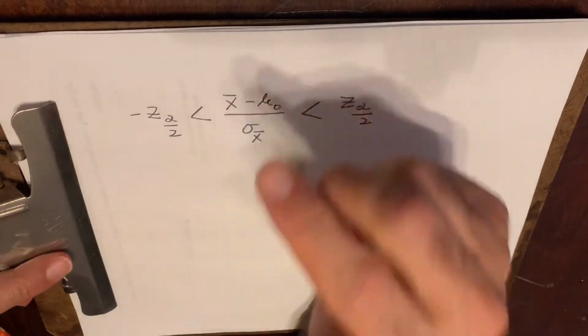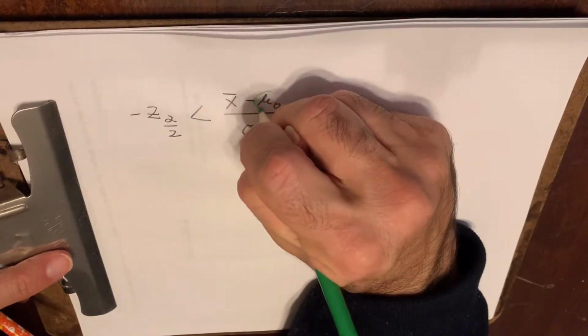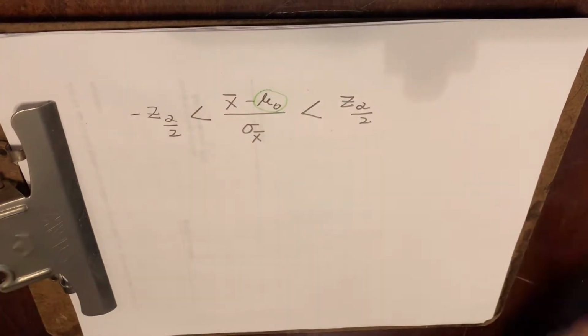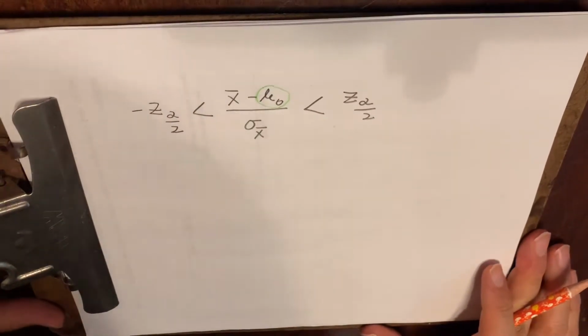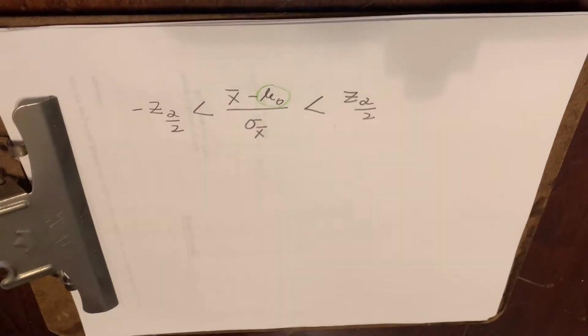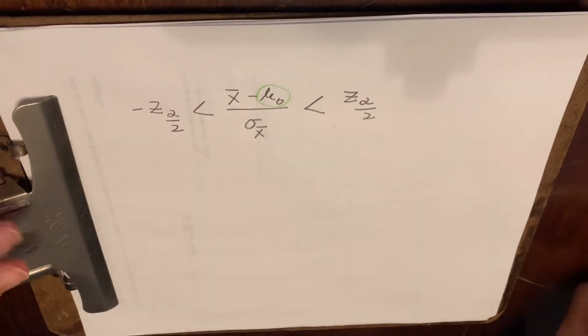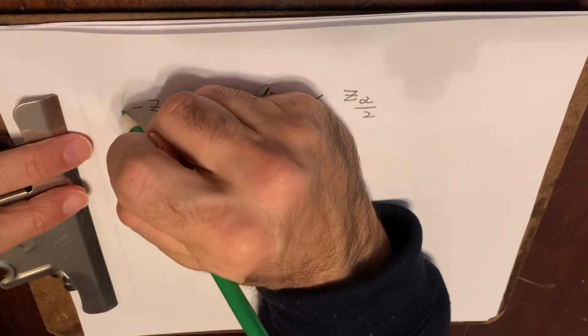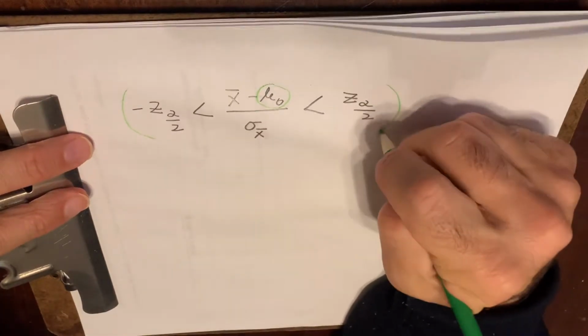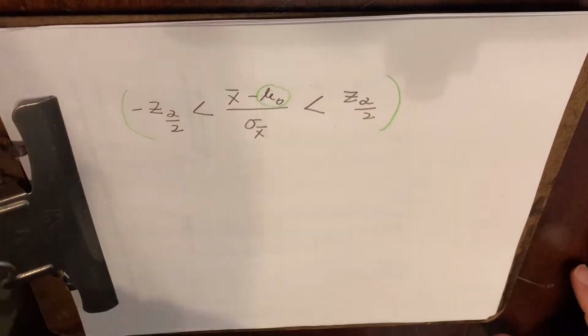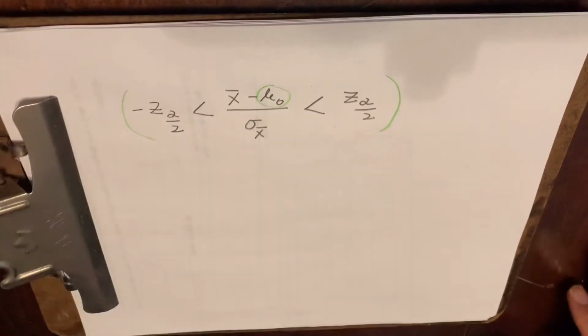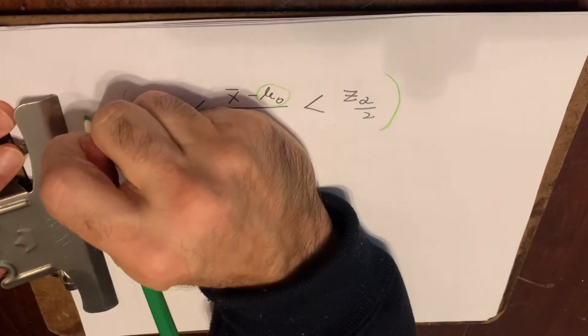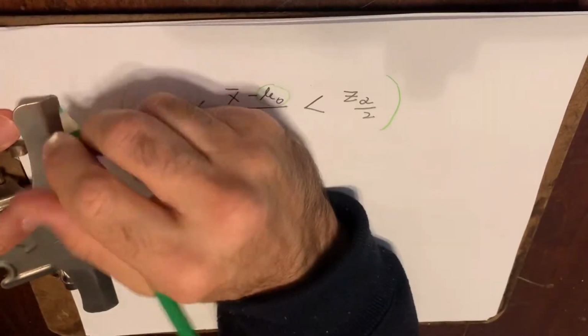And what we are going to do is we are going to solve this inequality for mu naught. So let's do it. Let's do this by first multiplying this by sigma sub X bar.